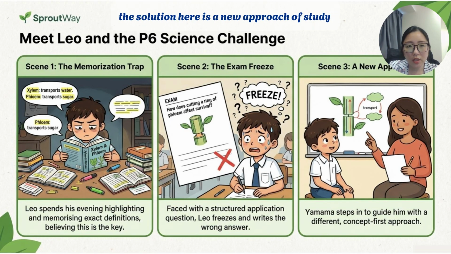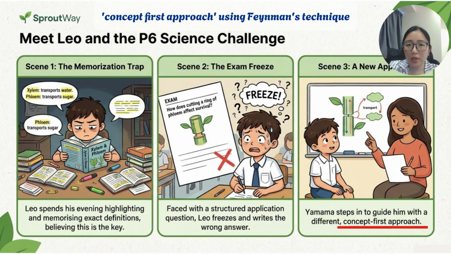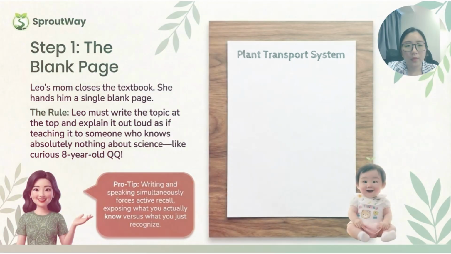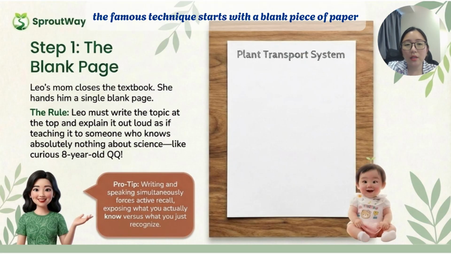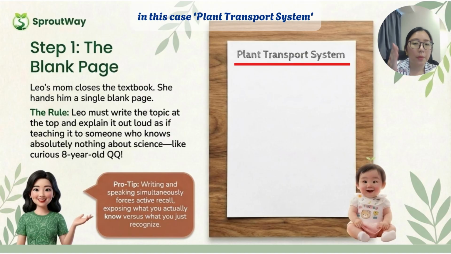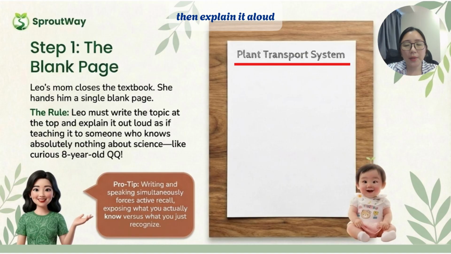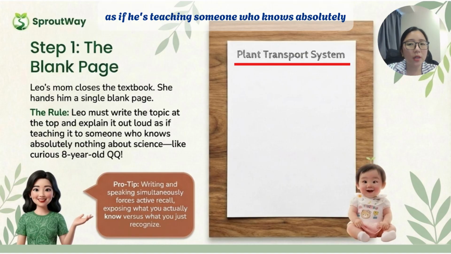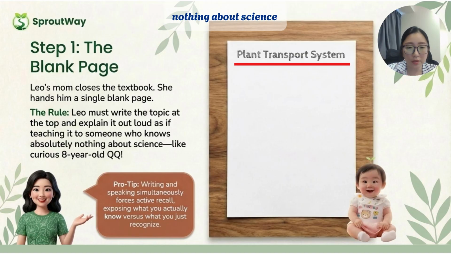The solution here is a new approach to study, a concept-first approach, using Feynman's technique. The Feynman technique starts with a blank piece of paper, so Leo has to close the textbook and write the topic at the top, in this case, plant transport system. Then explain it aloud, as if he's teaching someone who knows absolutely nothing about science, like my curious 8-year-old.